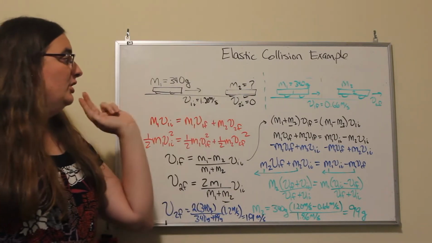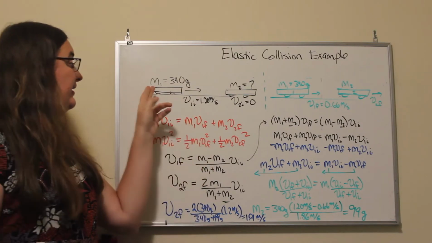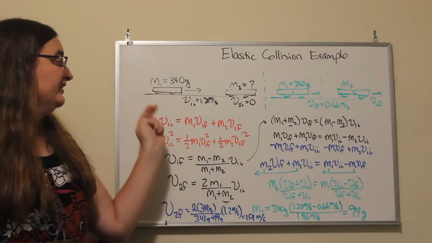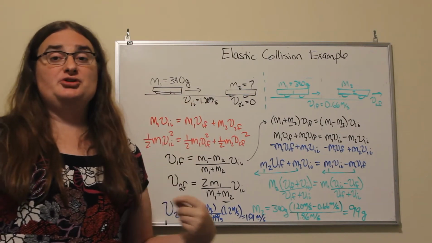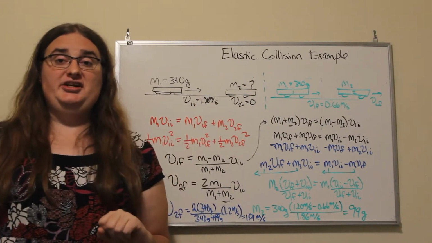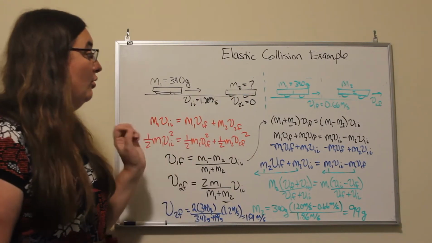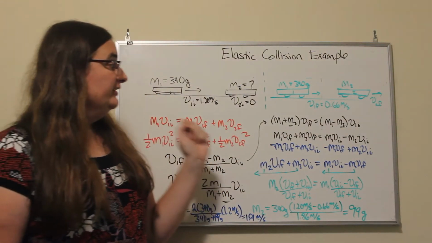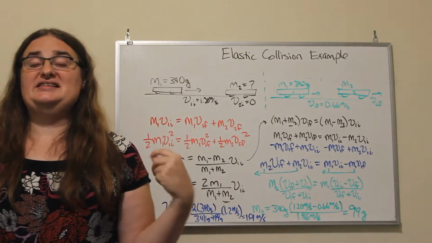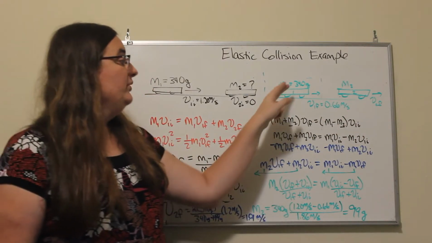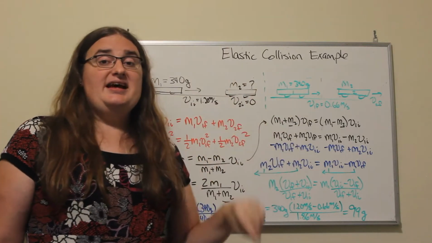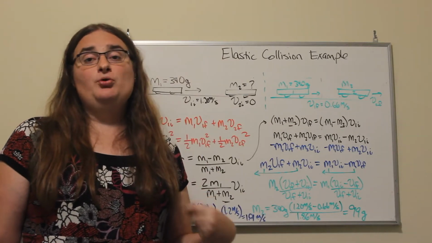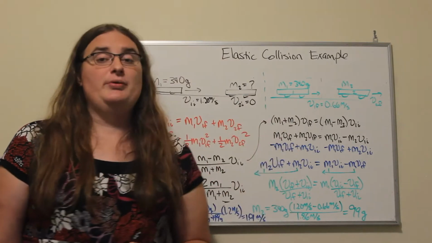So, here we have two carts on a frictionless track, and the first has a mass of 340 grams and it's traveling to the right at 1.20 meters per second. The second cart is stationary. Now, we're told that that cart has an unknown mass, and after the collision, we don't know how fast that second cart is traveling, but we do know that cart 1 has to have the same mass, 340 grams, and it's traveling at 0.66 meters per second to the right.